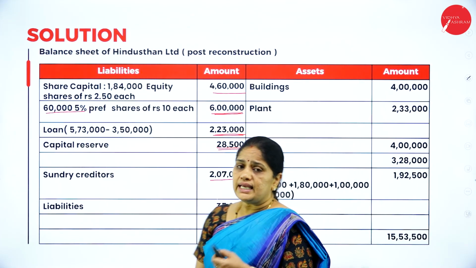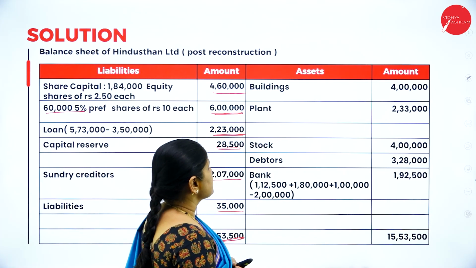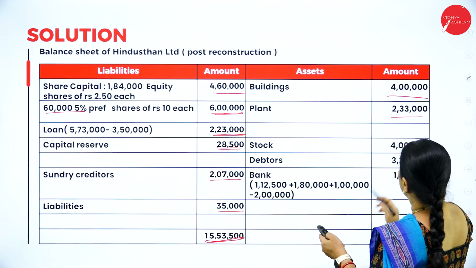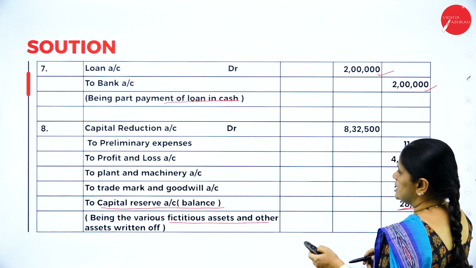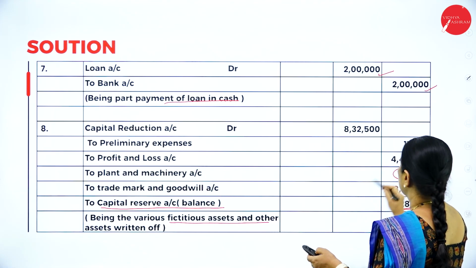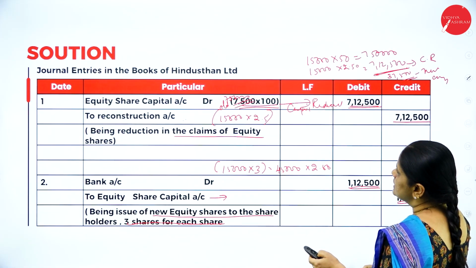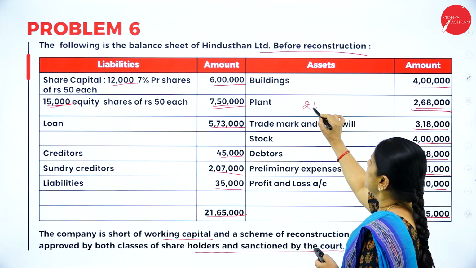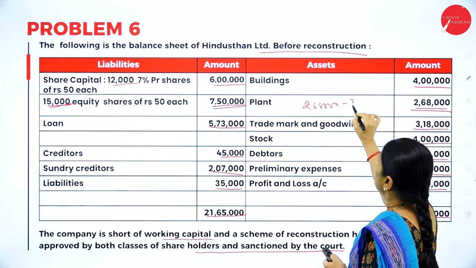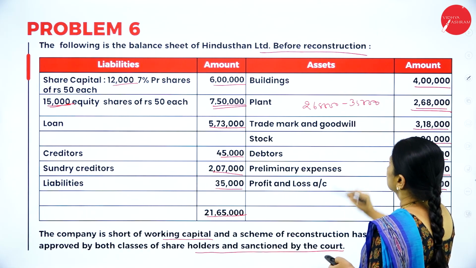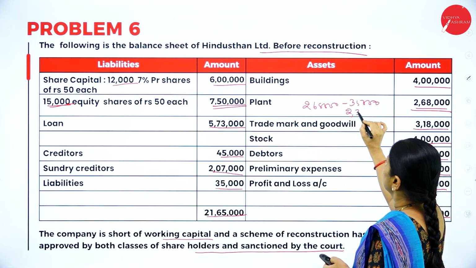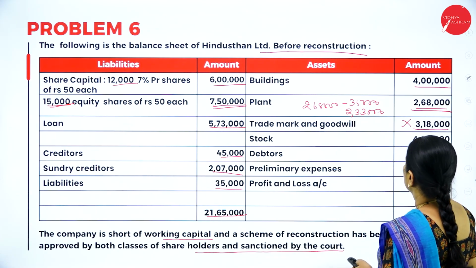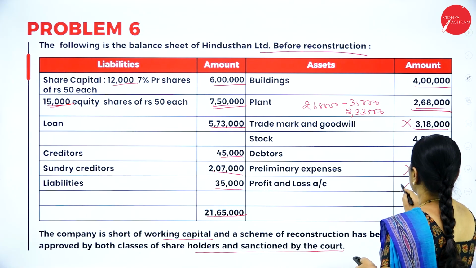The total comes up to 15,53,500. Now in the asset side we have the buildings. We have the building value, it remains unchanged. Now the plant value, it is 2,33,000. We'll see what is the written off amount, 35,000 here. So if you can see in the old balance sheet, what is the plant value? 2,68,000. Out of this you are reducing 35,000. So the balance becomes 2,33,000. Then trademark and goodwill gets cancelled. This is not there, this is not there.